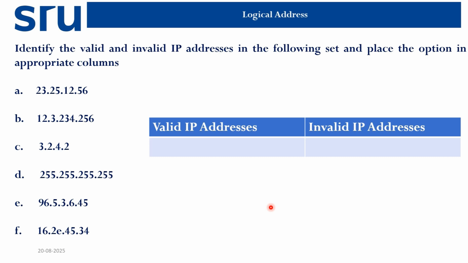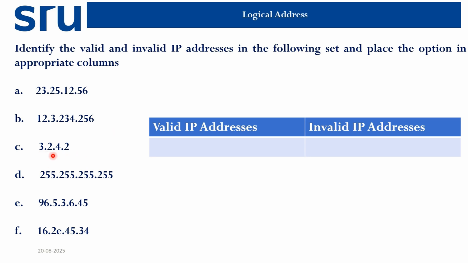Okay, so next one. Can you identify the valid IP addresses and invalid IP addresses? First, let us see 23.25.12.56. It has 4 octets and the octet range is 0 to 255. It is a valid IP address. Next, 12.3.234.256. It consists of 4 octets, but the last octet is 256, but the range is 0 to 255 only. So B is an invalid IP address.